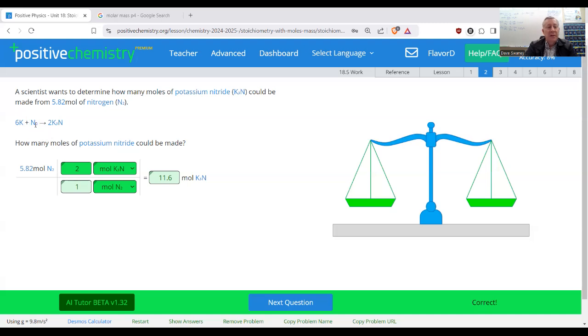So they're going to tell us how much of this we have, but they're going to do it in moles, which is easy for us. We just set up the ratio, which is 2 to 1, get the units right, multiply by the top, divide by the bottom, and it says we can make 11.6 moles of the product.